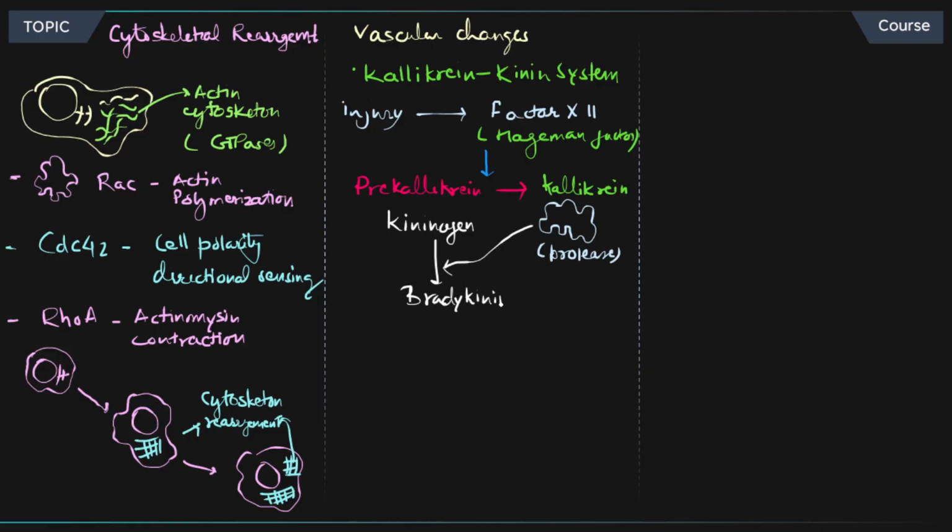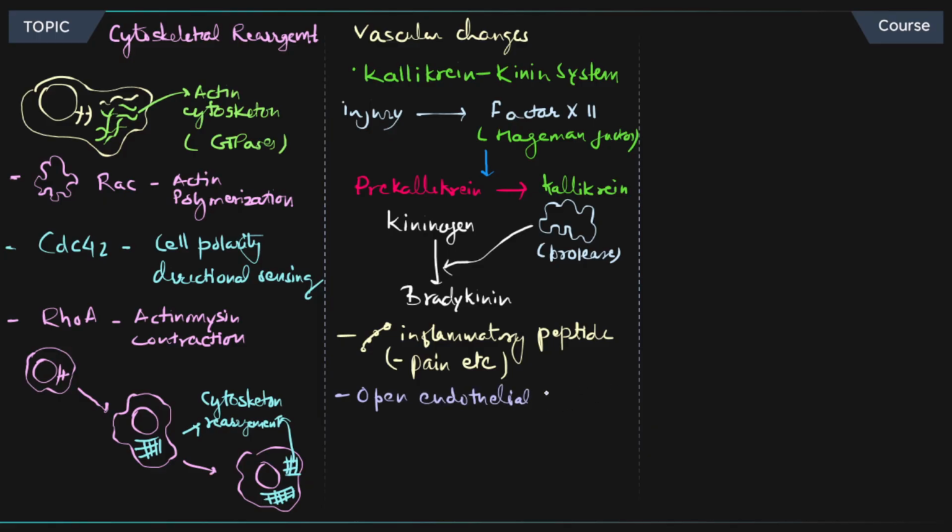So you have bradykinin, and this bradykinin is a potent, highly strong inflammatory peptide. Let me write it down, inflammatory peptide. This inflammatory peptide is important specifically for leukocyte migration, for pain, for edema, all those things. This peptide is really important. Now what it does is it opens the endothelial junctions. Whenever bradykinin is acting, it's going to cause opening of endothelial junctions.